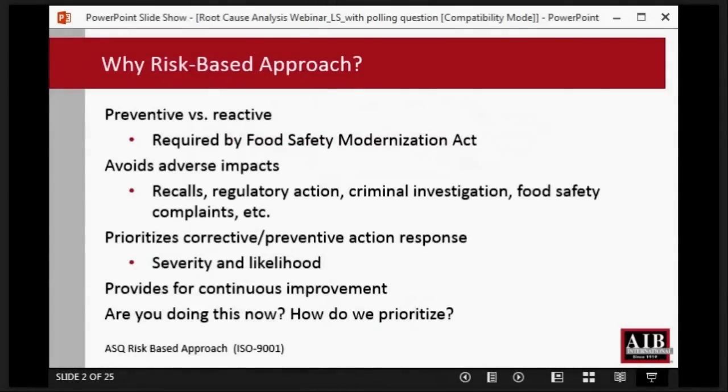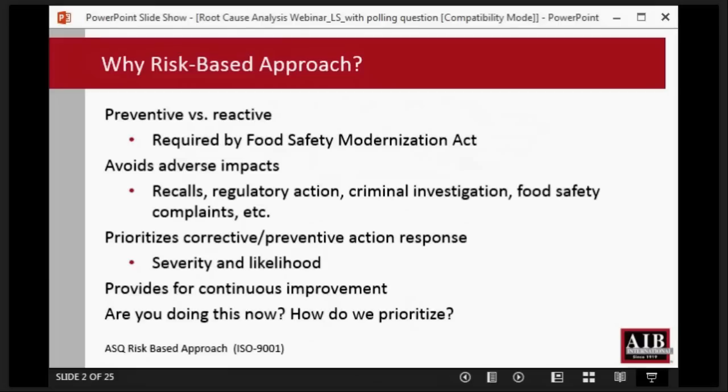Why take a risk-based approach? Really, you're trying to be preventive versus reactive. I think a lot of people know about the Food Safety Modernization Act in the U.S. This not only would apply to people manufacturing, distributing, and storing food in the United States, but also through the Foreign Supplier Verification Program, all of the imported foods coming into the U.S. will have to have an equivalent system.